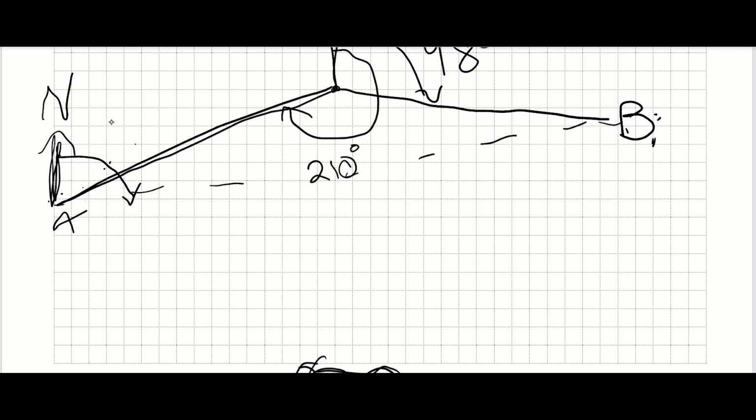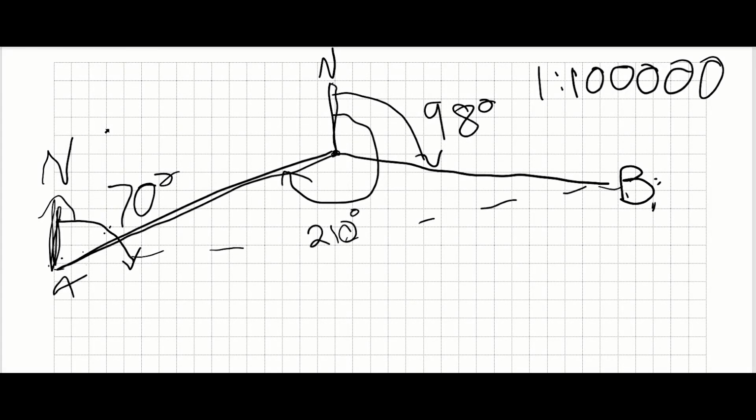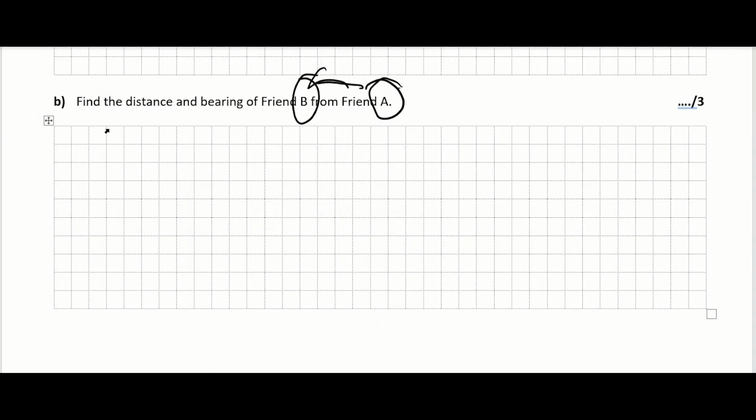Then you would measure this distance, and let's just say that it turns out that this is 15 centimetres. I know that 15 centimetres is 15 kilometres. So I'll write 15 kilometres and 70 degrees. Again, not the exact answer. You need to be using your appropriate scale and making sure you're using the protractor correctly.